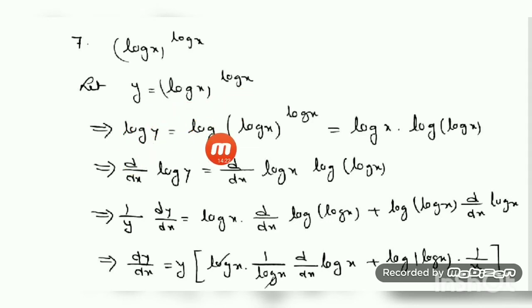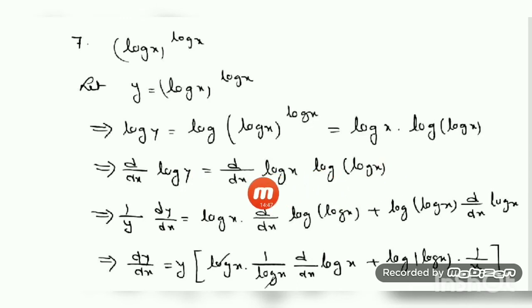Taking log on both sides, log of y is equal to log of log x to the power log x. This power will come as a product: log x into log of log x. Simplification step is done. Take the derivative on both sides. d/dx of log y is equal to d/dx of log x into log of log x. Then I take the derivative step. It is 1 by y dy/dx, thinking y as x, I have done the differentiation.